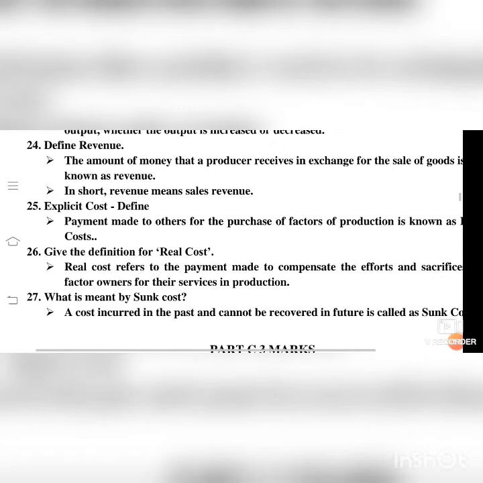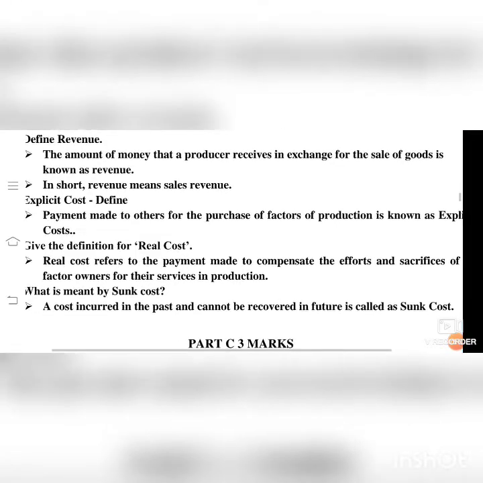Define explicit cost. Payment made to the others for the purchase of factors of production is known as explicit cost. That is, whatever the expenses made outside the firm, that is not inside the firm. For example, transport, banking, all these facilities are called as explicit cost. Outside the firm is called as explicit cost.